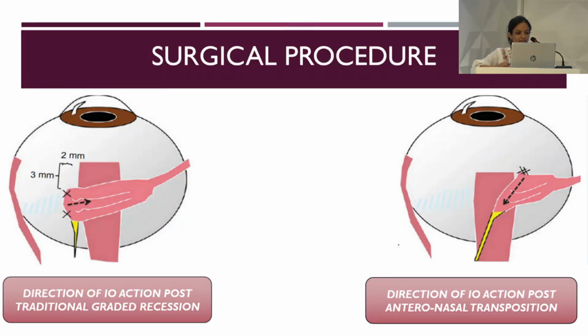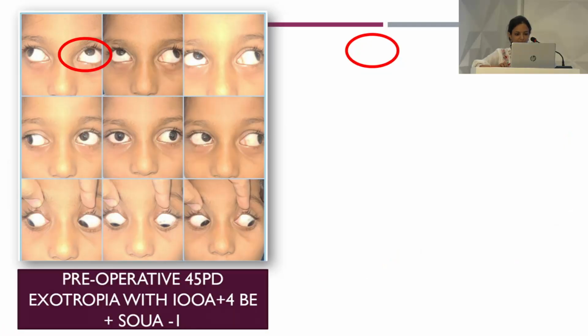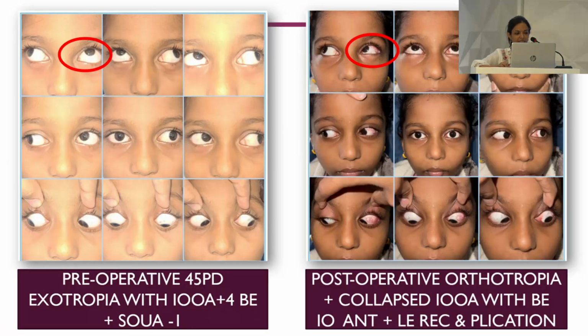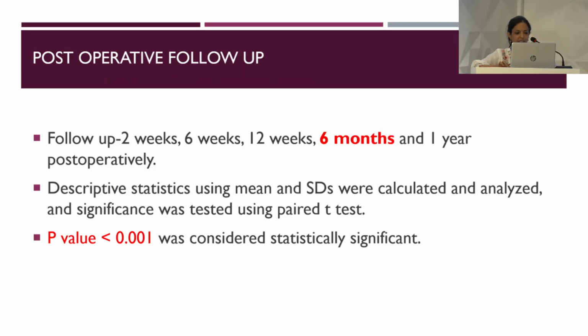So what is the physiological basis behind inferior oblique anteronasal transposition? This is how the inferior oblique direction is after graded IO recession, and this is the position of the IO along the neurovascular bundle after IOANT. So basically we are turning an extorter into an intorter and an elevator into a depressor. So we can see a very good collapse of inferior oblique overaction and SO underaction, and also the gross excyclotorsion can be eliminated with this procedure.